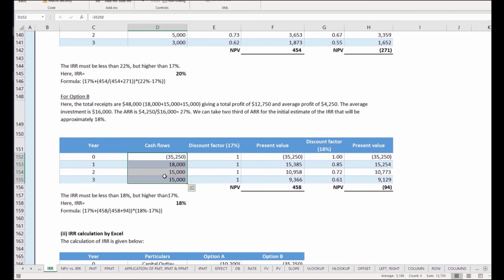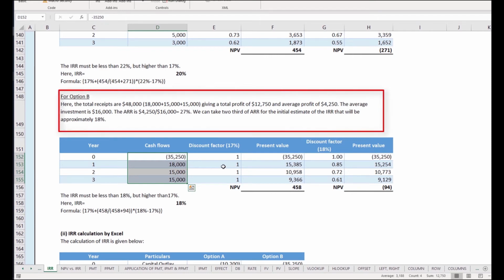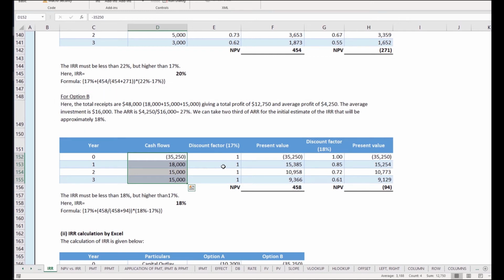In option B, we're able to see that the total receipts are $48,000, i.e. 18,000 plus 15 plus 15, and that gives a total profit of $12,750 in the project because the initial investment is $35,250. The average profit is $4,250 over the years, and the average investment is $16,000. The ARR is the $4,250 divided by $16,000, and that's 27%.